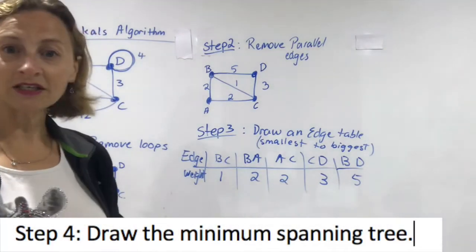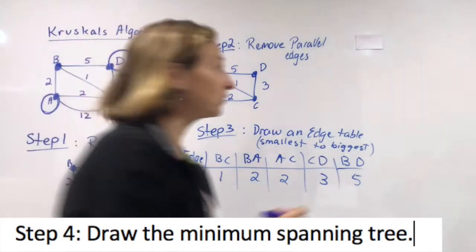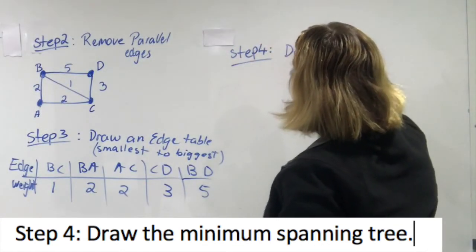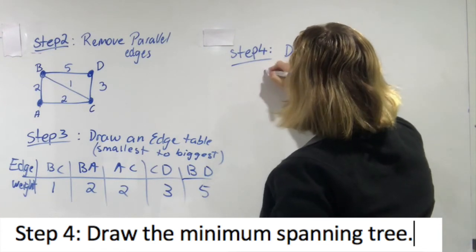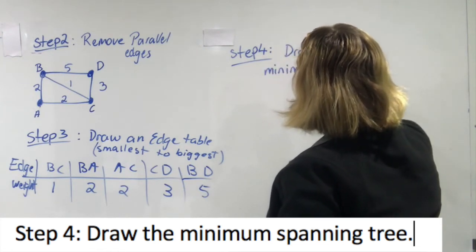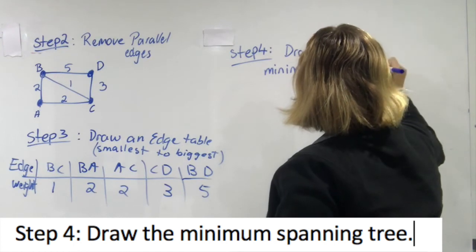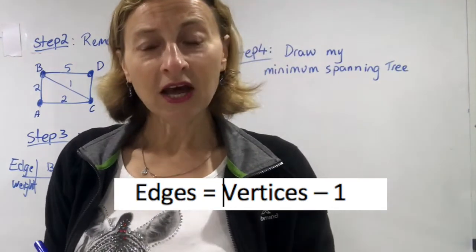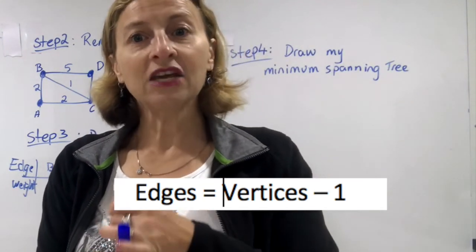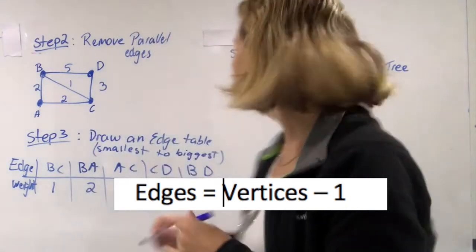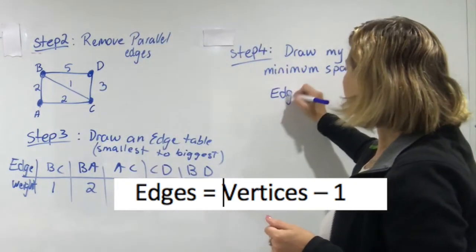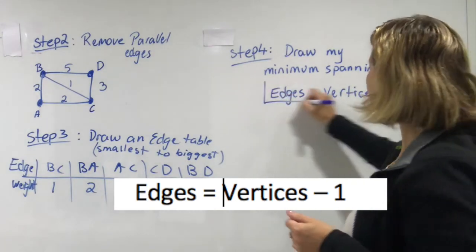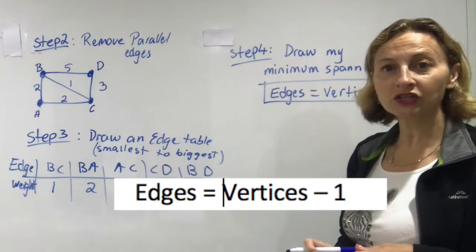Then we can go straight to step number 4, which is really the final step. Step number 4, draw my minimum spanning tree. And what do we need to remember when we're drawing a spanning tree? That the number of edges equals the number of vertices minus 1. This is what you need to remember. Edges equals vertices minus 1. That's the only rule here really that you need to remember.